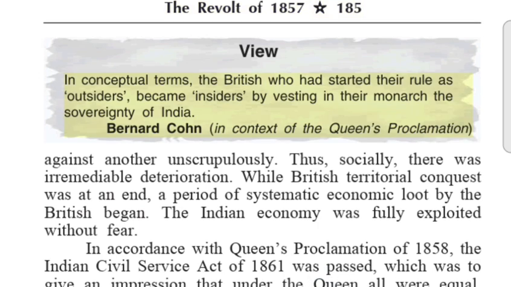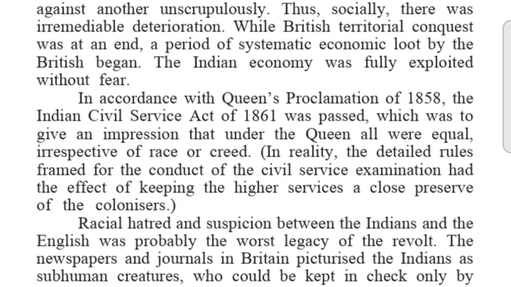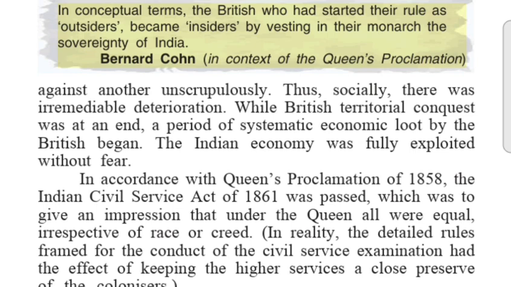In conceptual terms, the British, who had started their rule as outsiders, became insiders by vesting in their monarch the sovereignty of India. Bernard Cohn, in the context of the Queen's proclamation, notes that Indians and British were set against one another unscrupulously. Thus, socially, there was irremediable deterioration.